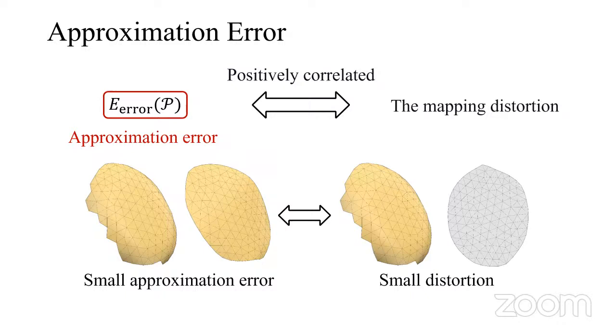To solve this challenge, we have a key observation. The approximation error between the input and the output, that is, the input and its developable approximation, is positively correlated with the mapping distortion between them. This is a key observation. So we can compute the mapping distortion between the input and its piecewise developable approximation to estimate the approximation error. Based on this key observation, we can transfer the approximation term to a mapping distortion term.